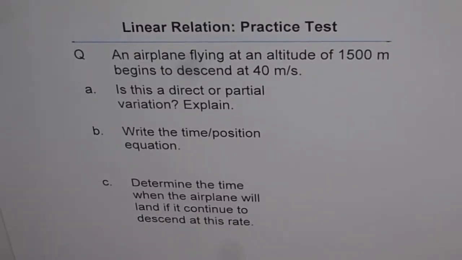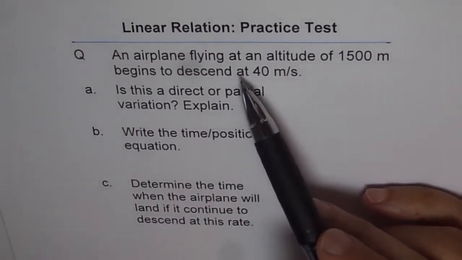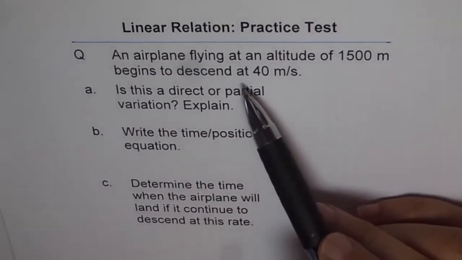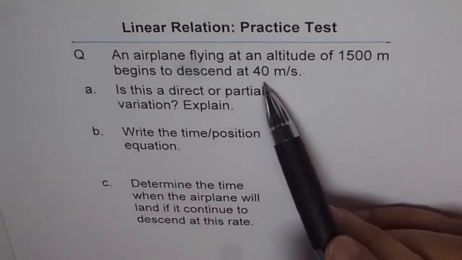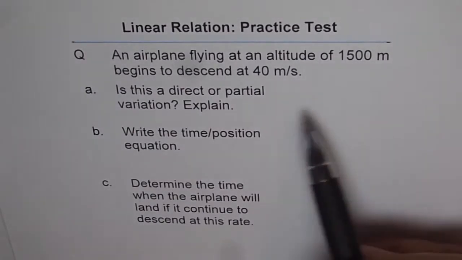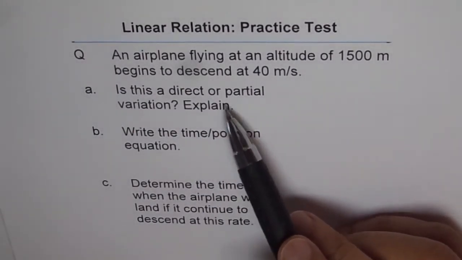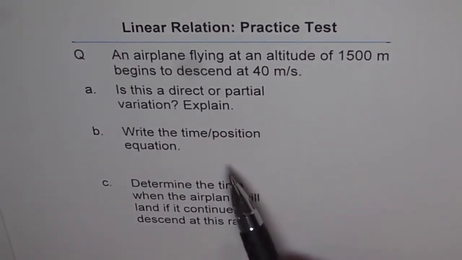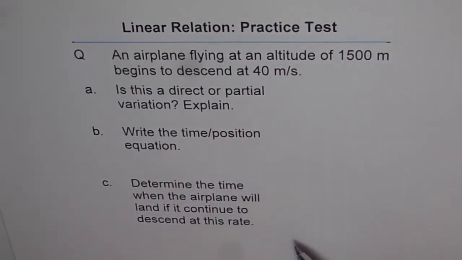Here is a practice problem for linear relations. An airplane flying at an altitude of 1500 meters begins to descend, that means coming down, at 40 meters per second. Is this a direct or partial variation? Explain. Write the time position equation. And part C is, determine the time when the airplane will land if it continues to descend at this rate.